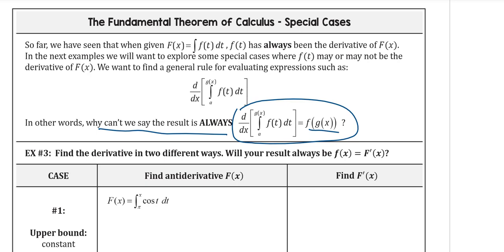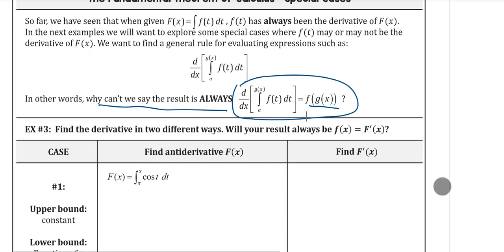Okay, so what we're going to do is find the antiderivative of our f of t, and then take the derivative of our F of x and see if we get back our f of t. So for some different cases. So here's the first case.